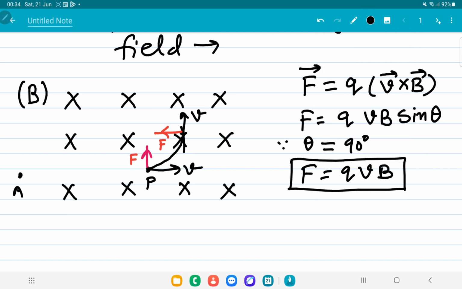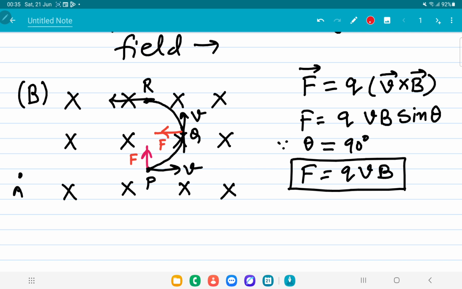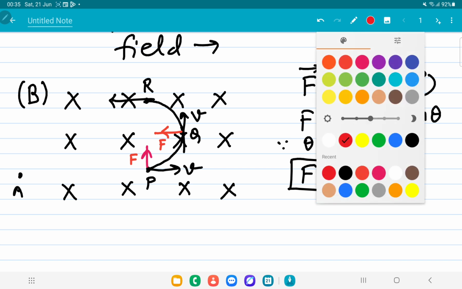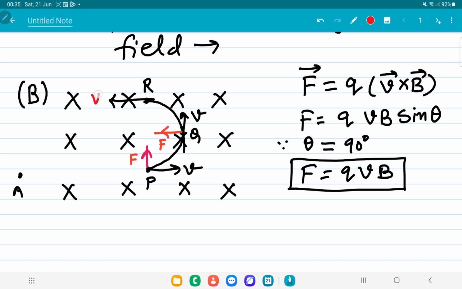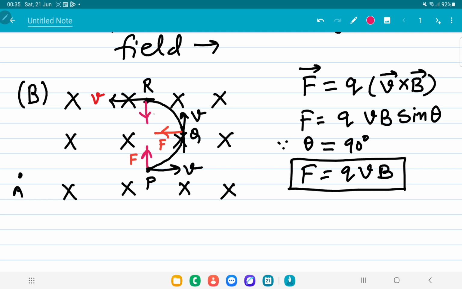And due to this force, the charge moves again and comes to this point. So if I name this point as Q, and this point as R, it will again make this motion in such a way that the velocity will remain v and the force on the charge will be towards this direction. By Fleming's left hand rule, this can again be verified. And further, you can easily predict that the charge will cover a circular track.